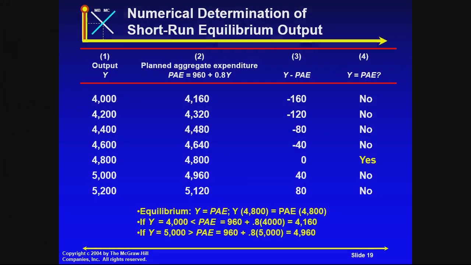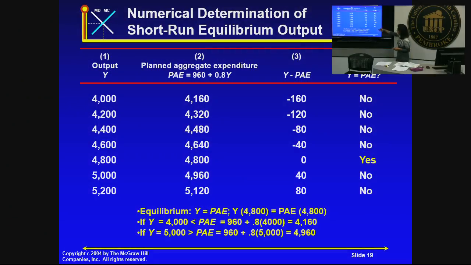So, all right, we ask you, is y equal to PAE? No, and no, because in this case PAE is lower than y. Except for this, where you have 0, and it says yes. So 4,800 equals 4,800. What it really is, this is what you do. You plug in that 4,800 here. If you want, you can use your calculator. What's 80% of 4,800? Let's look at it.